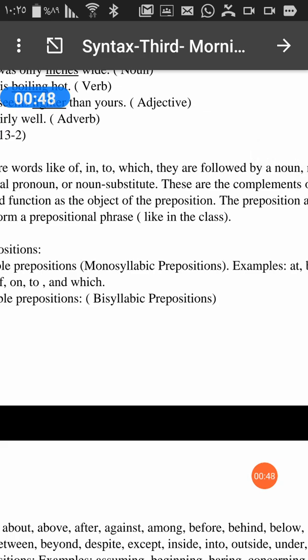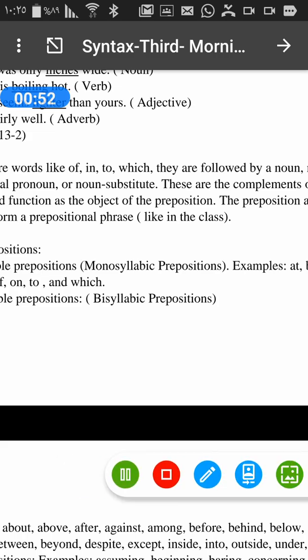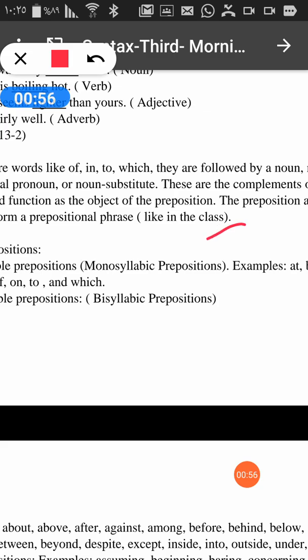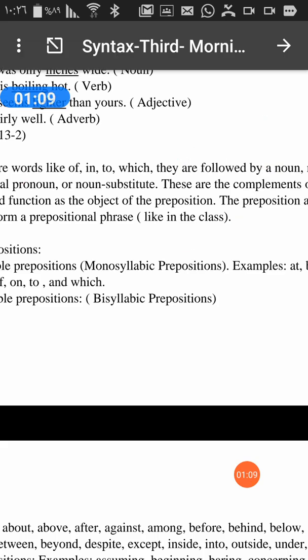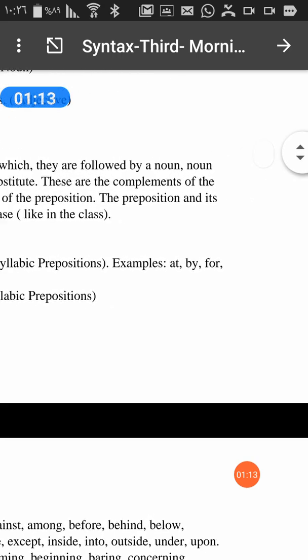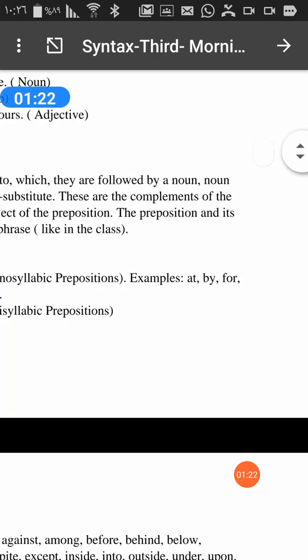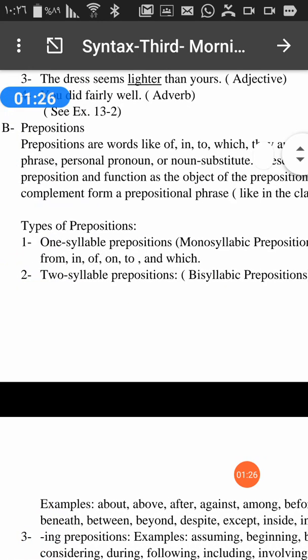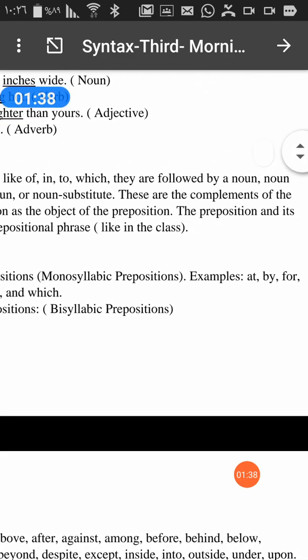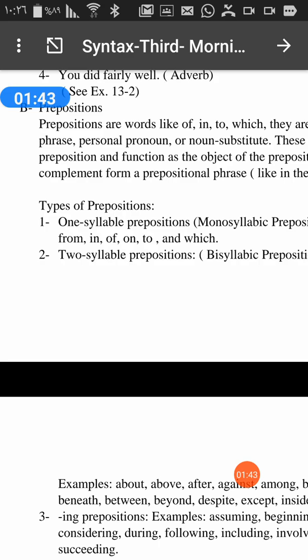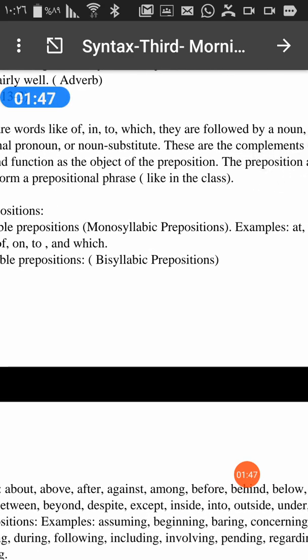A preposition, as we have said, usually is followed by one of these 4 options. All these types function as the complements of the prepositions. It means that a preposition could be followed by a noun, could be followed by a noun phrase, العبارة الاسمية, could be followed by a personal pronoun, ضمير شخصي, I, he, she, etc., and a noun substitute, or الضمير الاستبدالي. These 4 types of complements function as the object of the preposition.